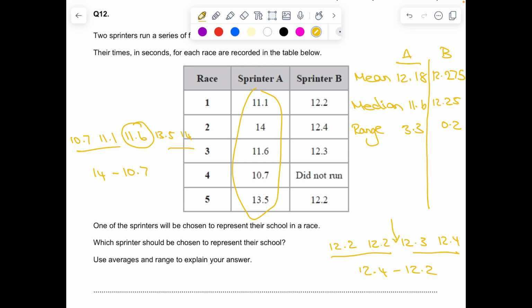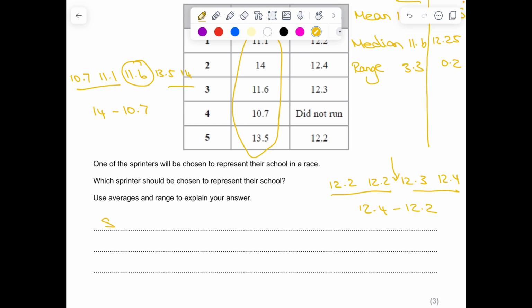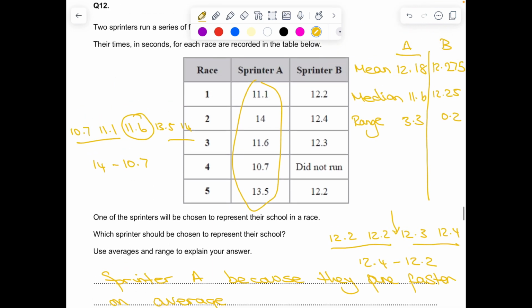Okay, so you can either say, I'm going to choose sprinter A because they are faster. They are faster on average. Okay, so you can see there that when you look at the averages, the time that it takes to run the races, sprinter A has been less each time. So you can see there and there. So on average, sprinter A is faster.